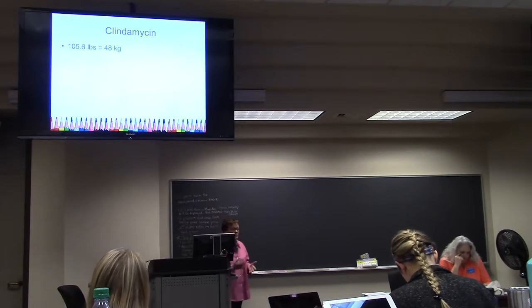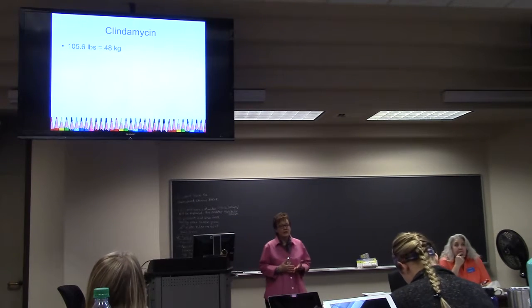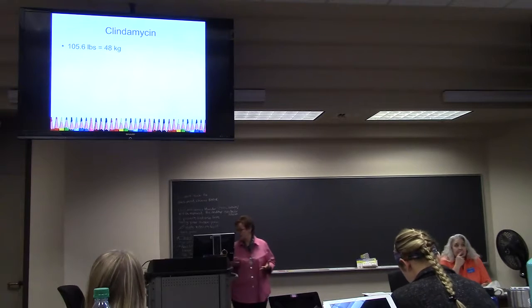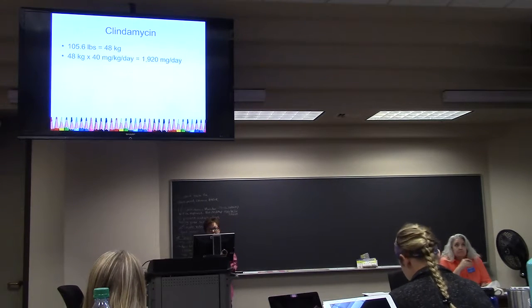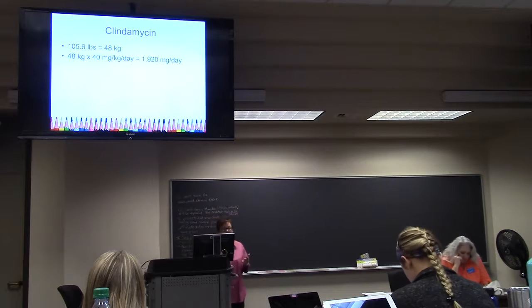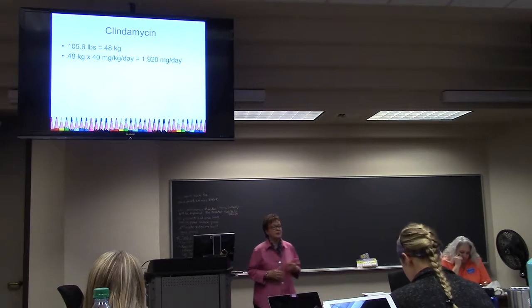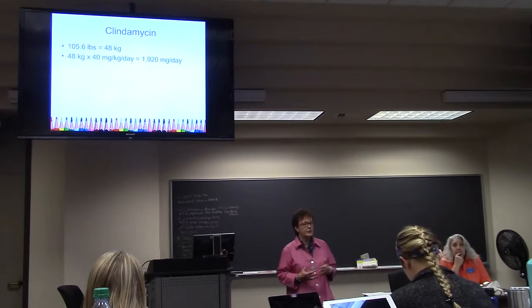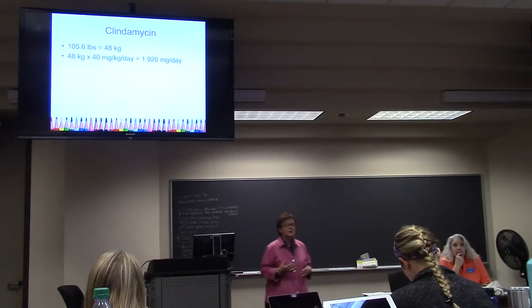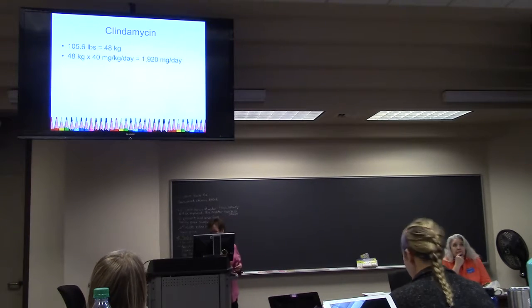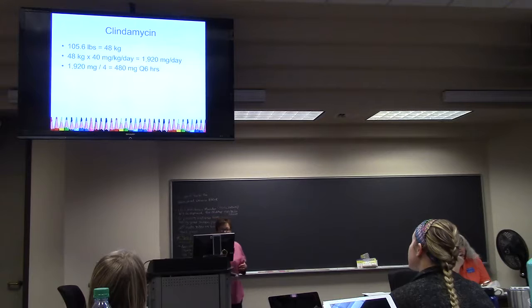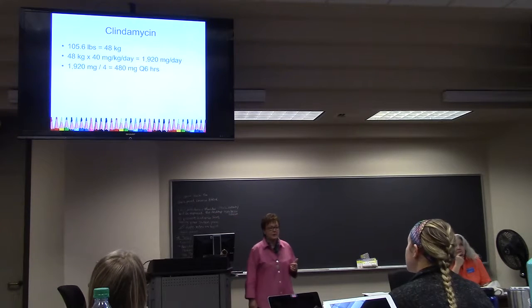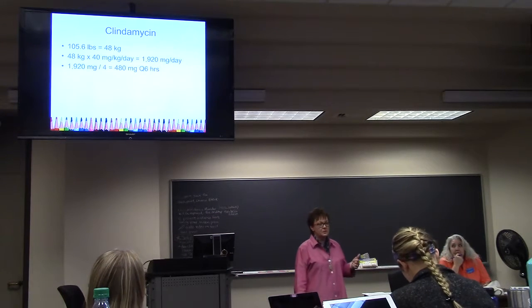Okay, so you got your conversion to kilos correct? That's the first place to start. So you got 48 kilos. 48 times 40, because you've got a severe infection, gives you 1,920 milligrams per day, right? So when you divide it up, then you get 480 every 6 hours, right? But your maximum dose was what? 450. And that's what you go with.